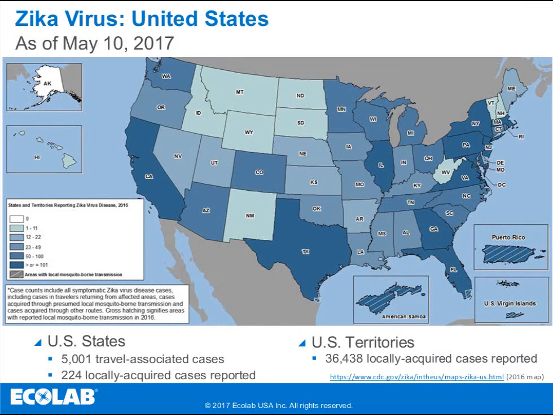In terms of the current situation in the U.S. and its territories, here's the situation. The CDC reports about 5,000 travel-related cases in the U.S., 224 locally acquired cases, presumably mosquito-borne, 218 in Florida, and 6 in Texas. In the U.S. territories, over 36,000 locally acquired cases have been reported, with the majority of them being reported in Puerto Rico.